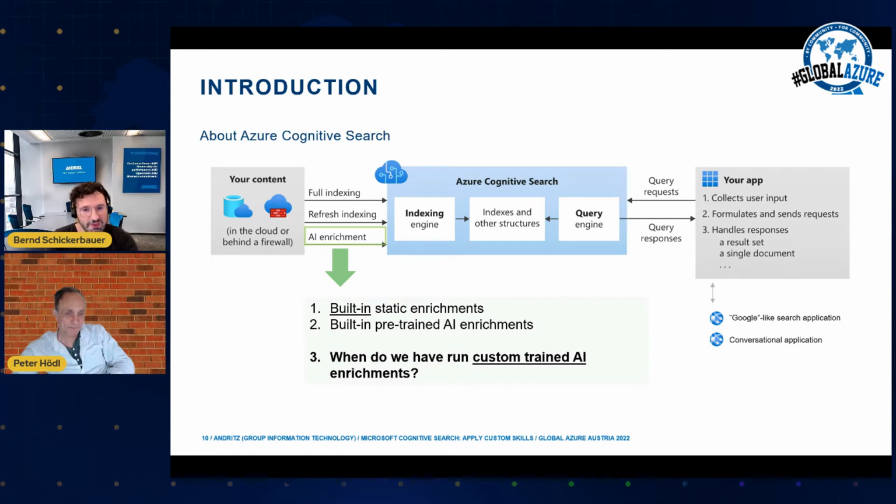You can also use pre-trained AI enrichments. And for us, the big question was, how far can we go with pre-trained or static models? And where do we have to run our own custom-trained AI enrichments? I can tell you basically, you can utilize the built-in ones, but you rather soon end up running your own trained artificial intelligence models or deep learning models, which you just inject. And this is the cool thing about the cognitive search in this whole pipeline.